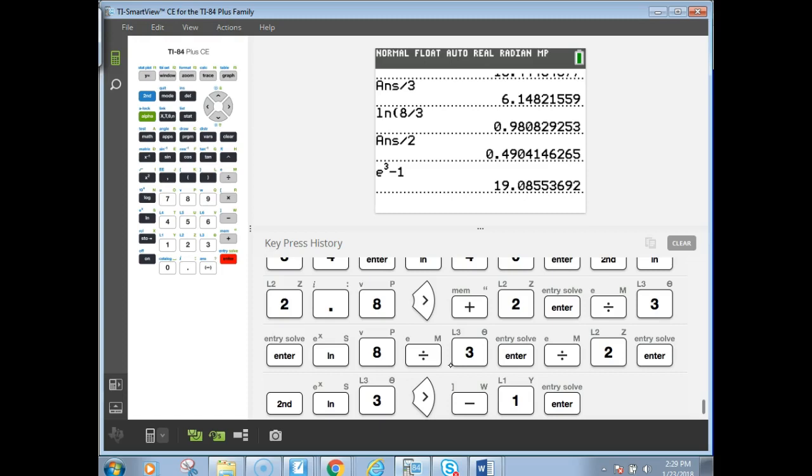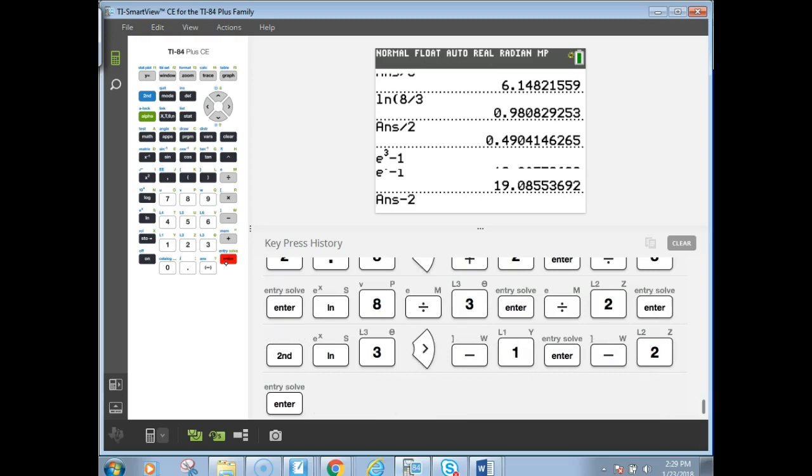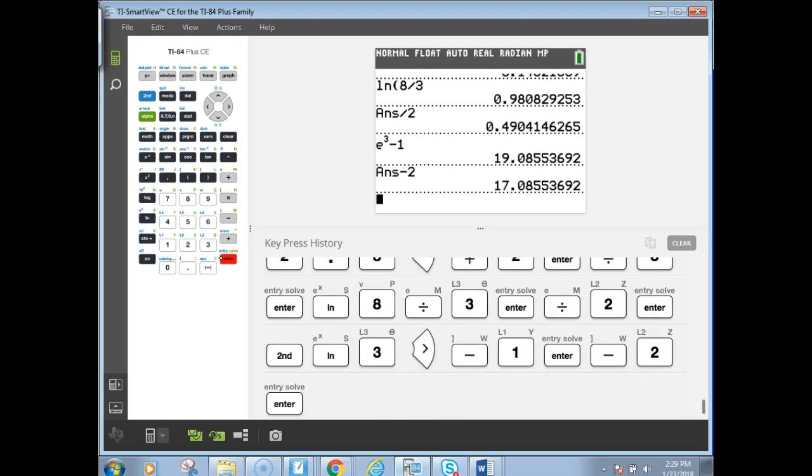I think I subtracted the wrong amount. I need to subtract 2 more, right? It was subtract 3. Should be 17.0855.